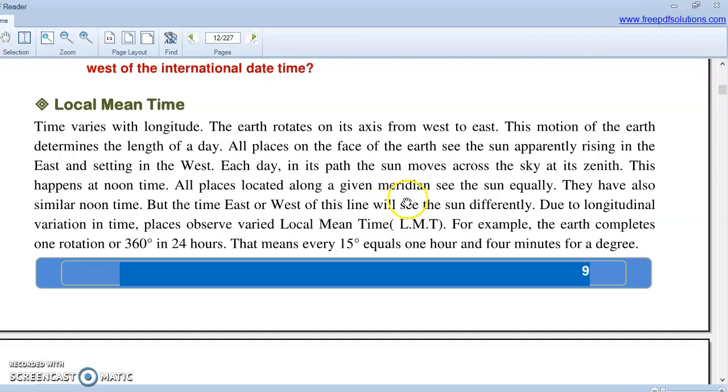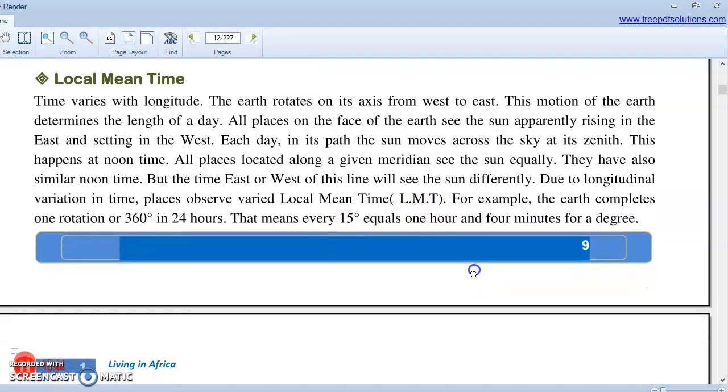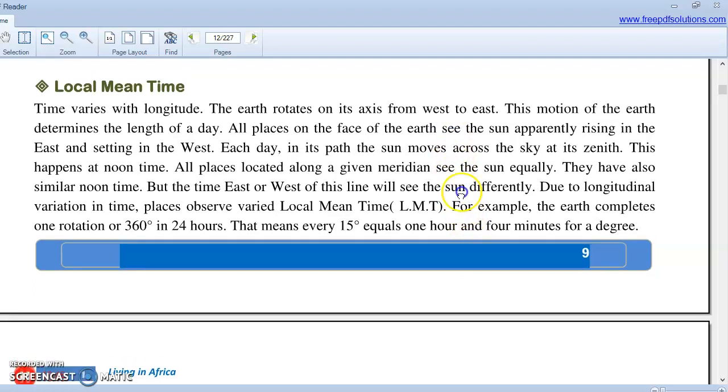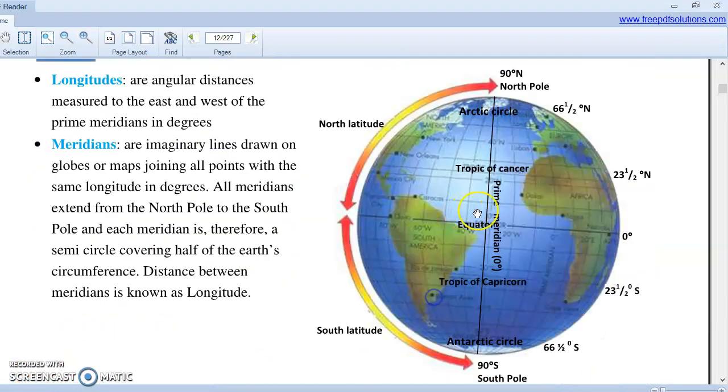All places located along a given meridian see the sun equally. They also have similar noon times, but the east or west of this line will see the sun differently. Let me show you. So the places found west of the prime meridian are going to be seeing the sunrise at the same time, but the places east of the meridian are going to be seeing it at a different time. They also see it equally among themselves, but they're different from these ones, if that makes sense.